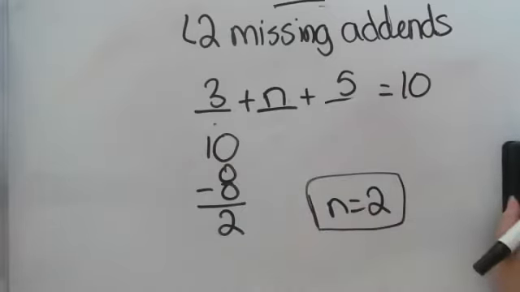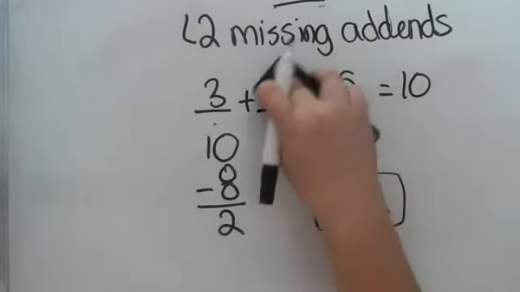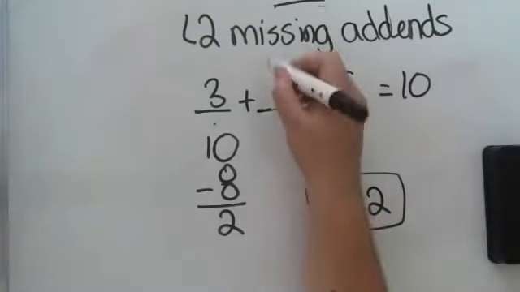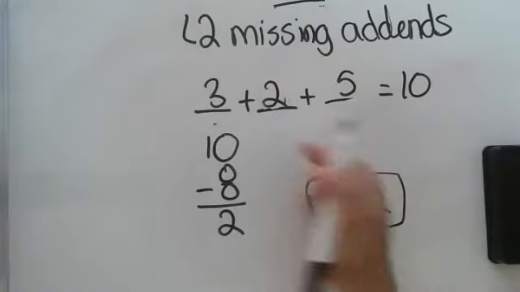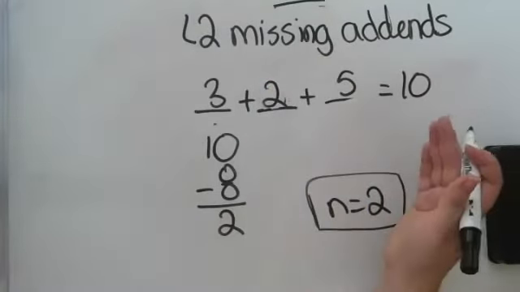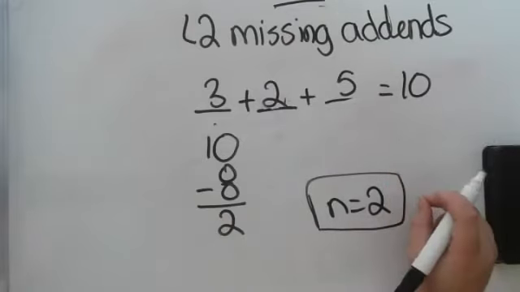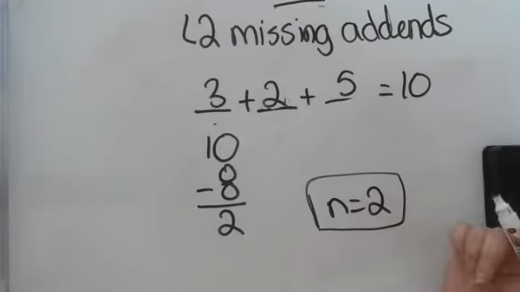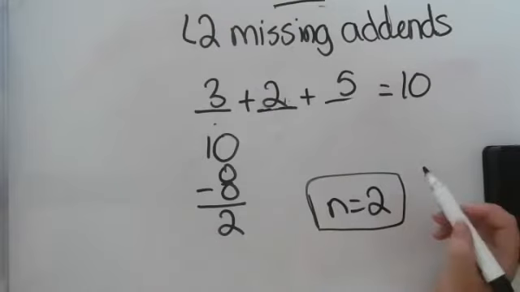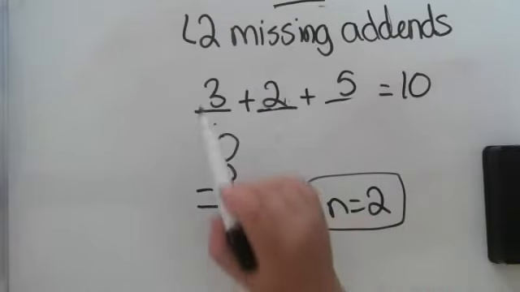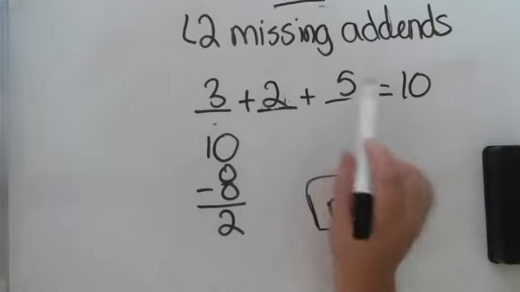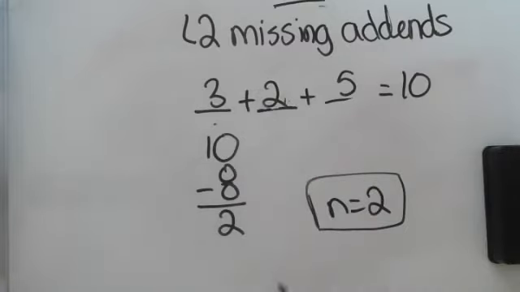Then, of course, I have to check to make sure I've got the right number. So what you need to do is go back into this little bit here, put in 2, and check that it works. You always need to check your work when you're doing missing numbers, because sometimes we'll do the answer and we've made a calculation error. And if we've done that, then it won't work. So let's check. 3 plus 2 is 5, plus 5 is 10. So we know n equals 2.